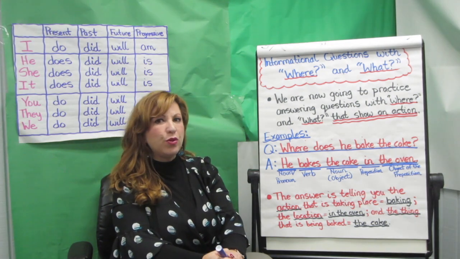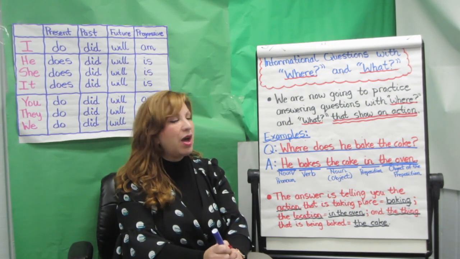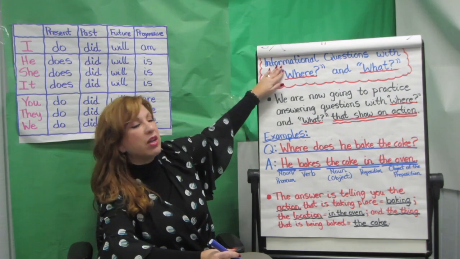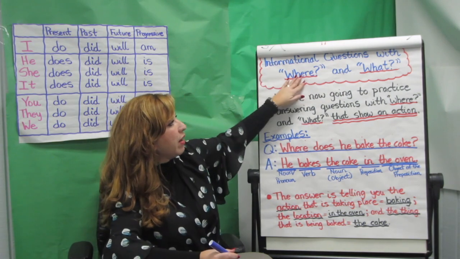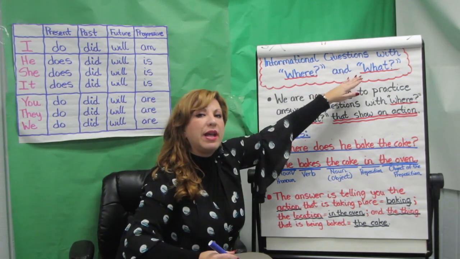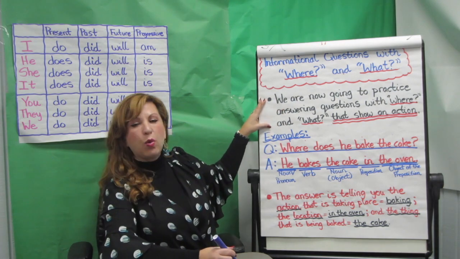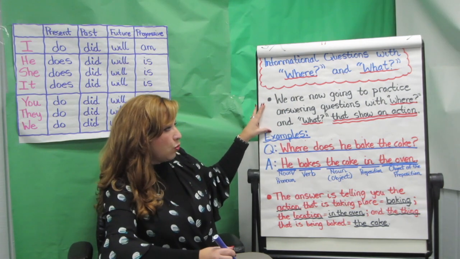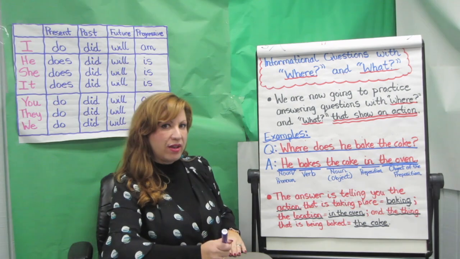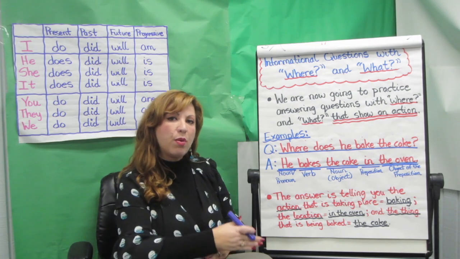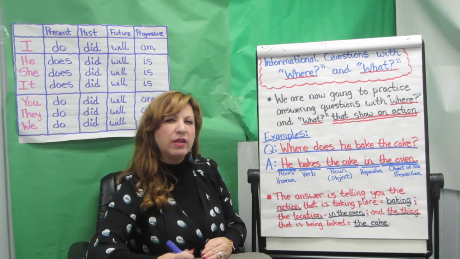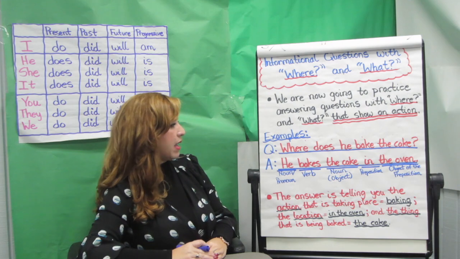Now we're going to move into another type of questioning. We're still doing informational questions with where, but now we're also including what. So we're going to practice answering questions with where and what that show an action. We're going to continue our practice, but we're going to give a little more information in these examples.